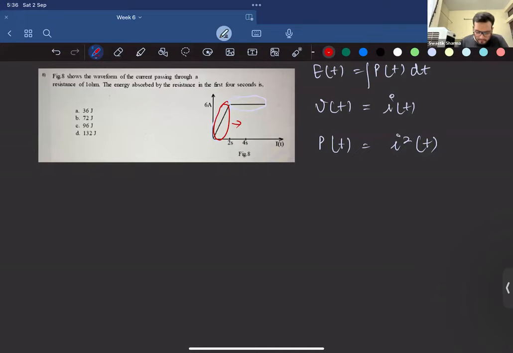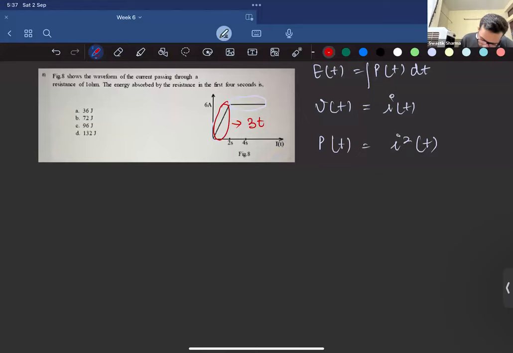So it's reaching 6 ampere at 2 seconds. That means the slope is 3. So the equation is 3t, right? Putting it in y is equal to mx plus c, since c is 0 and m is given by 6 upon 2, which is 3, right? So it's nothing but 3t.